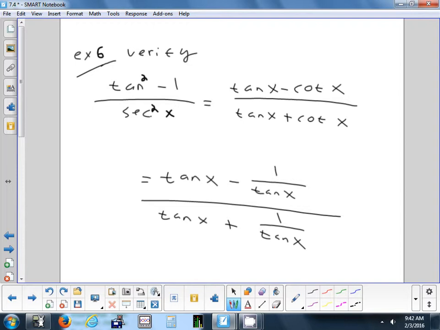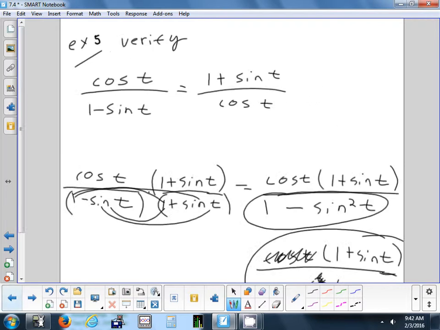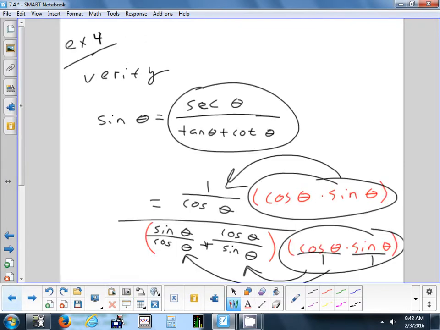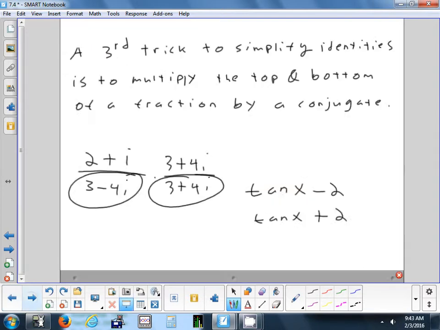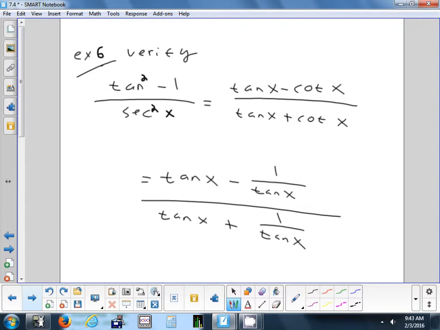Now, here you can use a trick that Tyler gave us earlier. It was kind of like this problem. We had these fractions and we multiplied by something to get rid of all of them. What could you multiply the top and the bottom by to get rid of all my fractions? I want to cancel out my denominators. Let's multiply by tangent. But if you do it in the top, you have to do it in the bottom.